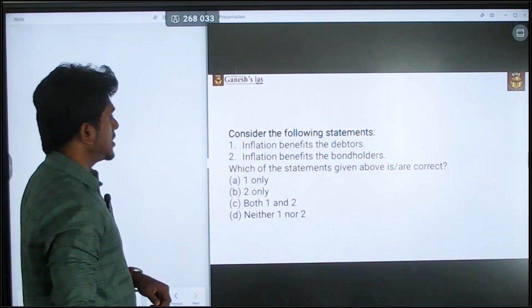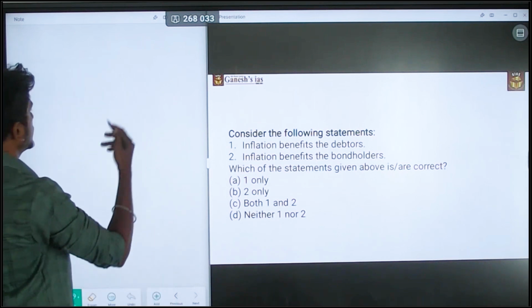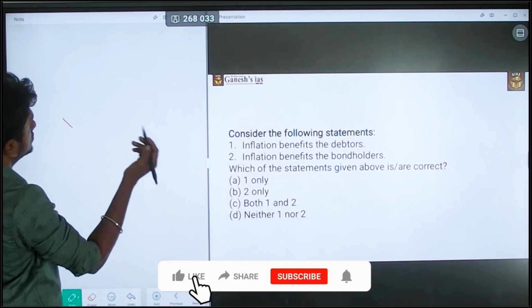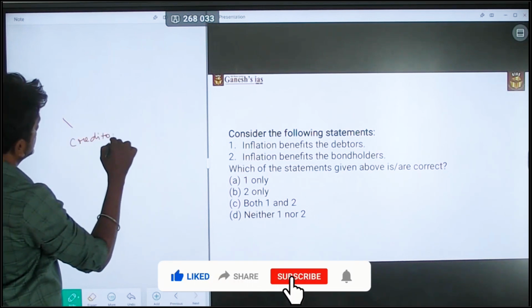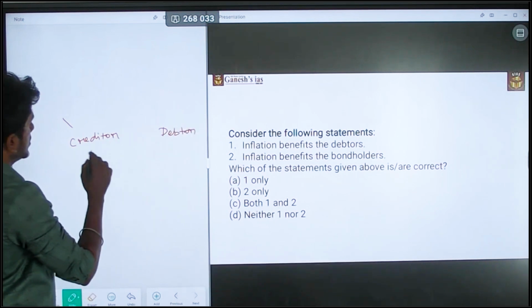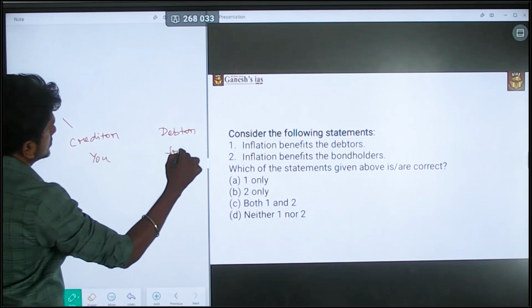Okay. Consider the following statements. Inflation benefits the debtor. These kinds of questions are the easier ones. Consider that you are the creditor, and there is a debtor. So it's you and your friend.